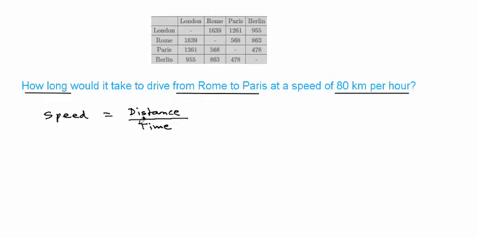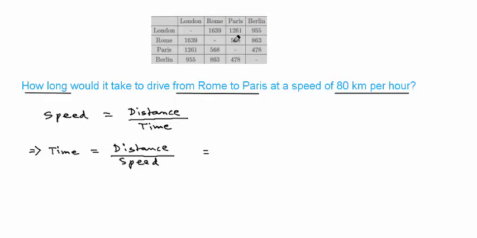So if you want to find the time, that is how long, that's going to be equal to the distance divided by the speed. If the distance were to be, let's say, 100 kilometers and if the speed were 50 kilometers per hour, it would take you 2 hours. 100 divided by 50.